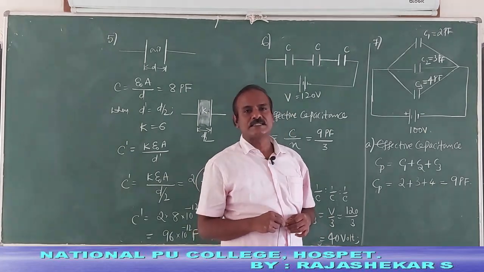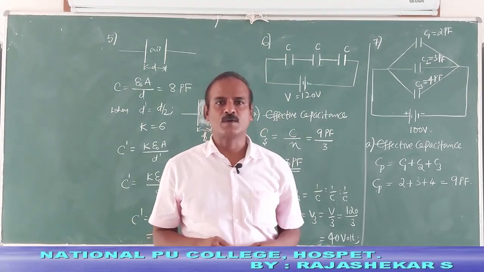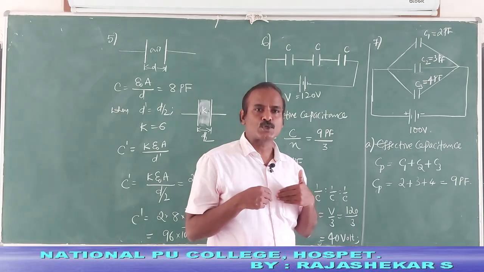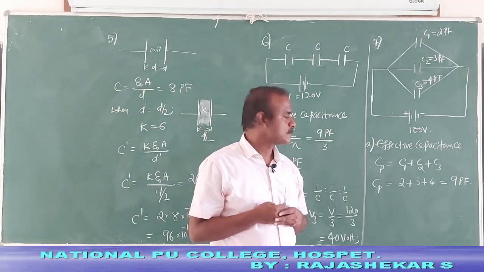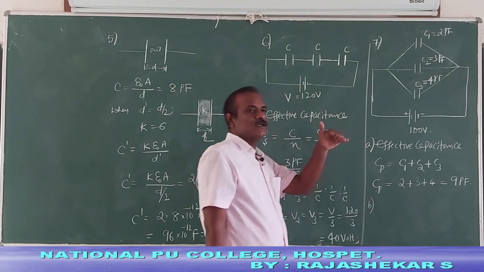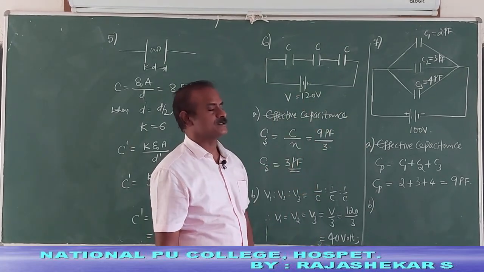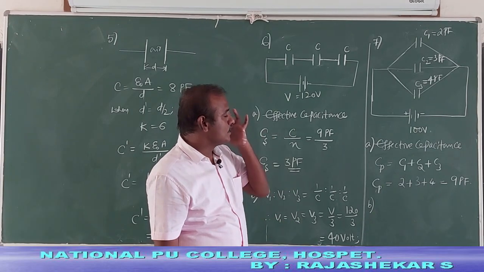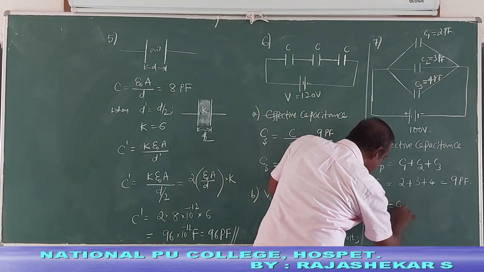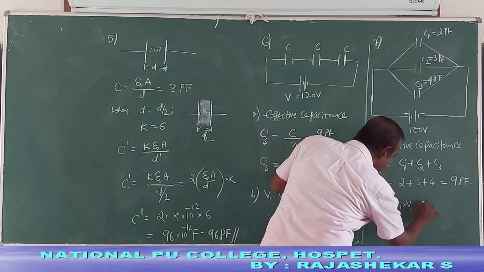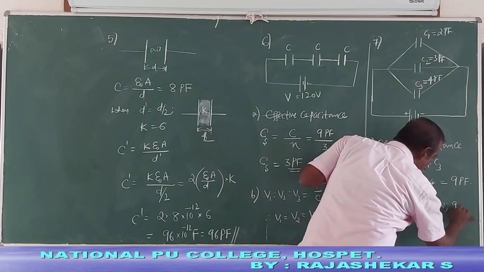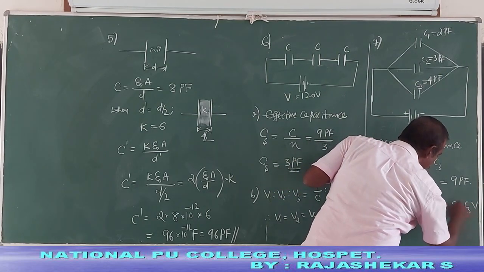The more the capacitance of a capacitor, the more charge will be deposited, remember. So accordingly, the charge ratio is directly proportional to the capacitance ratio. The charge on each capacitor you can calculate using the formula: Q1 is equal to C1 into V, Q2 is equal to C2 into V, and Q3 is equal to C3 into V.